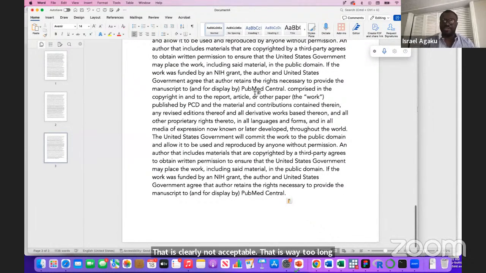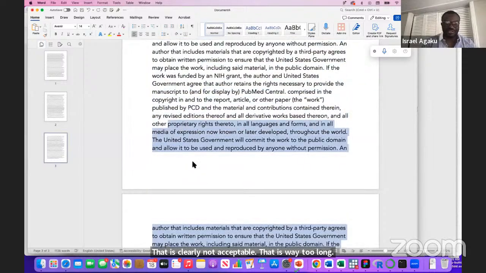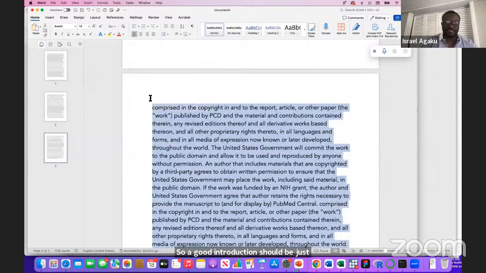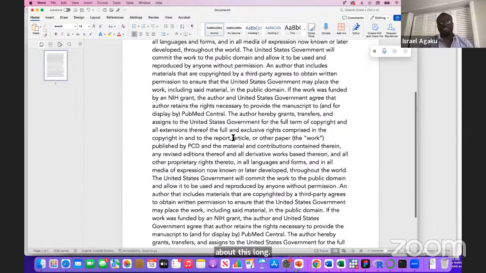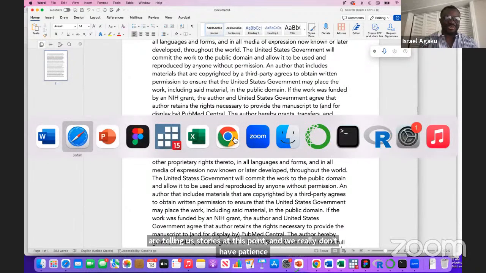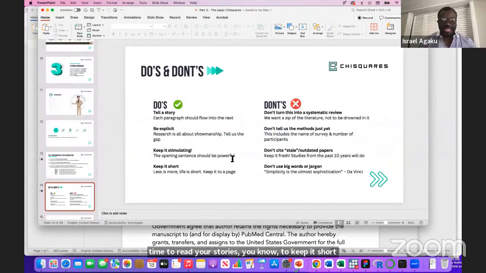So a good introduction should be just about this long. This is a good introduction. If you must make it extra, try to keep it under 500 words, right? That is what I would recommend as the ideal length of an introduction: 500 words or less. Anything above that, you are telling us stories at this point, and we really don't have the patience and time to read your stories. So keep it short and keep it sweet. That's what I mean when I say keep it to a page.